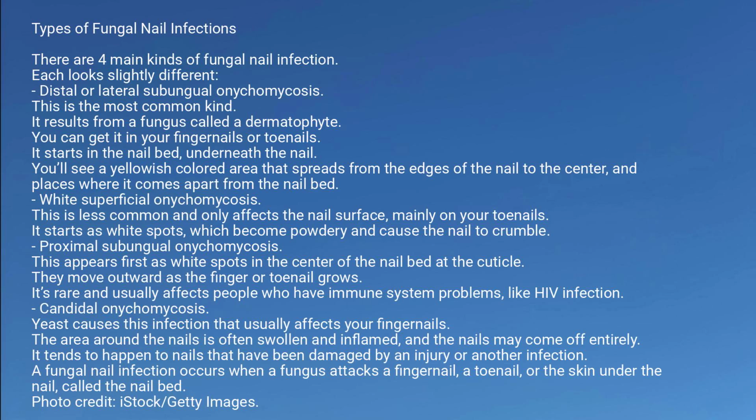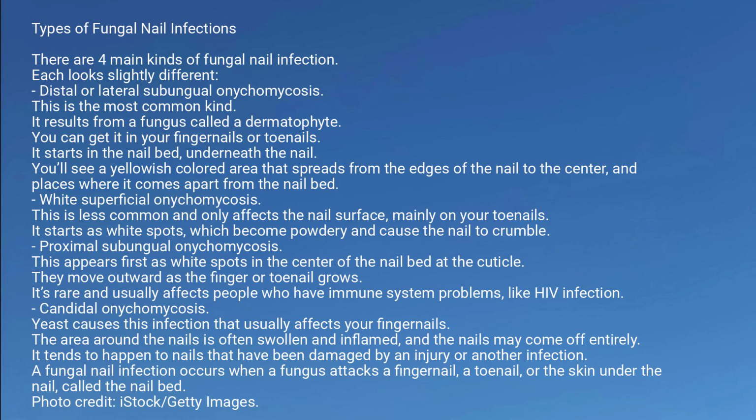Types of fungal nail infections. There are 4 main kinds of fungal nail infection. Each looks slightly different. Distal or lateral subungual onychomycosis. This is the most common kind. It results from a fungus called a dermatophyte. You can get it in your fingernails or toenails. It starts in the nail bed, underneath the nail. You'll see a yellowish-colored area that spreads from the edges of the nail to the center, and places where it comes apart from the nail bed.